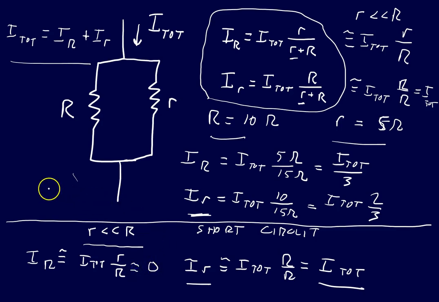All right, and so if you can kind of make sense of this case here, where one is bigger than the other, you can sense how the more current goes to the smaller one. Then in the extreme case, you can make an argument that all the current will go through the smaller one and completely bypass the bigger one.